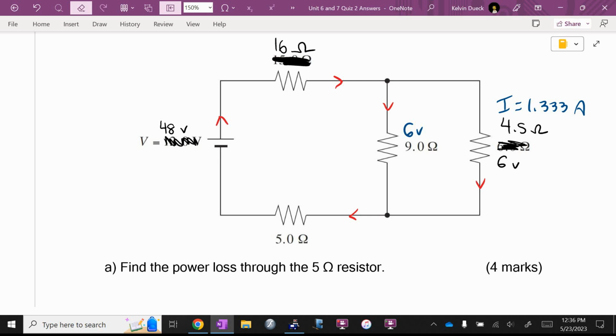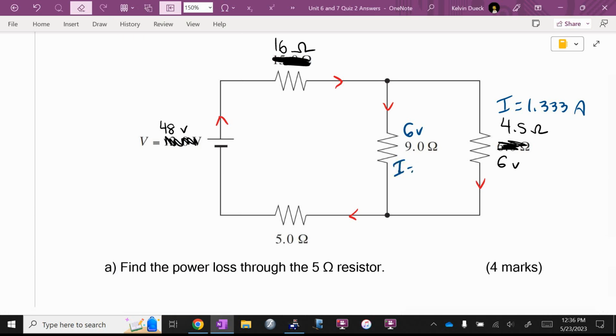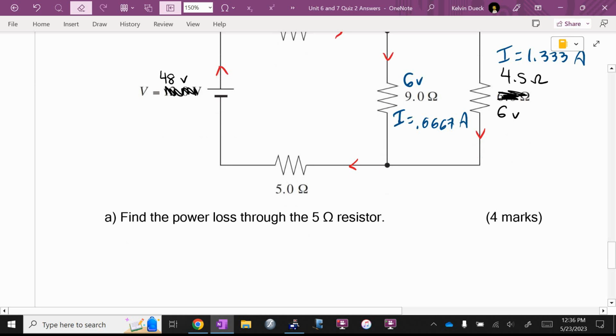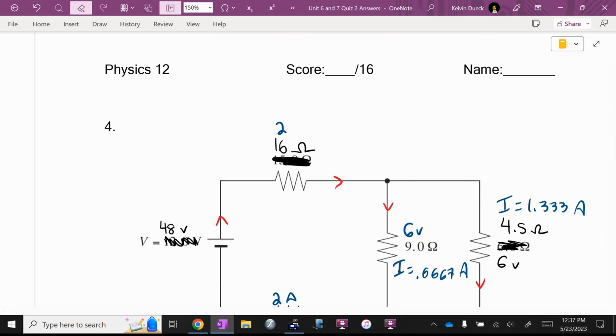Not only that, I know the voltage here. The 9 ohm also is using 6 volts. I know 2 things. It's going to be 6 divided by 9, 0.6 repeating. I equals 0.667 amps. Now I can tell you the total current. I think the total current is going to be 0.666 repeating plus 1.33 repeating. You know what? The total current is exactly 2 amps. So I can tell you that's 2 amps, and I can tell you that's 2 amps.